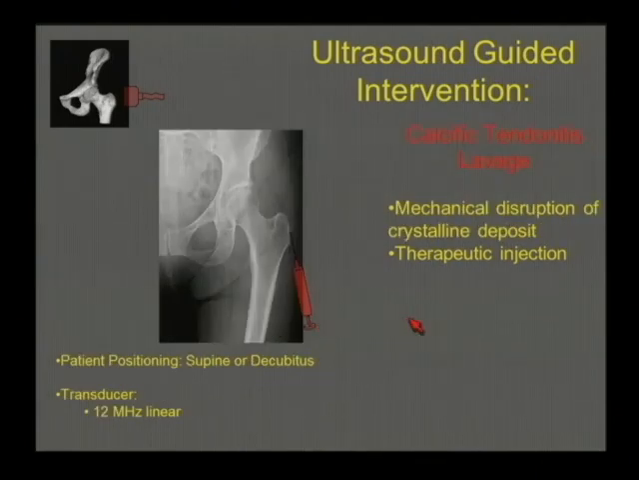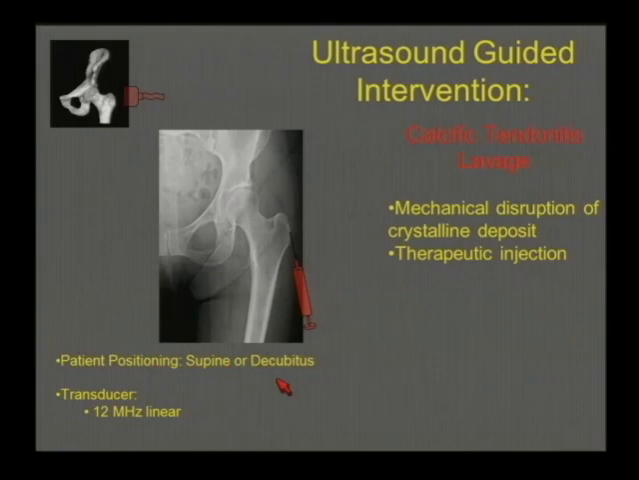All right, calcific tendonitis lavage. This is not a commonly performed procedure at our institution in the hip. We certainly do a few more in the shoulder, but it's essentially just an analogous procedure to what's done in the shoulder. We do a mechanical disruption of crystalline deposit, and then typically we'll follow that with a therapeutic injection into the greater trochanteric bursa.